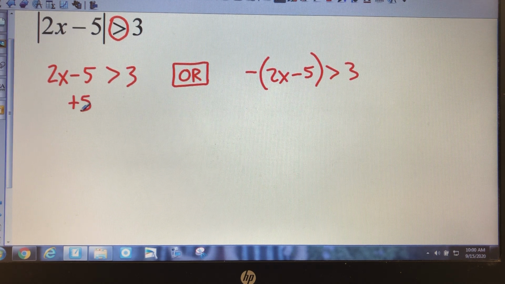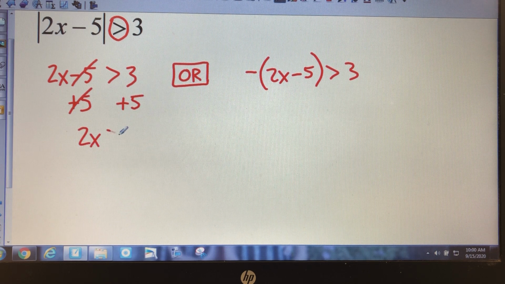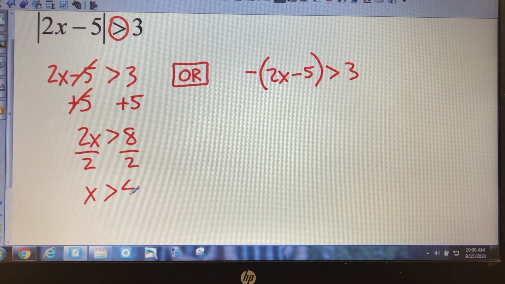So add your 5 to both sides. Always important to show your work. And now we're going to divide by 2. So part of our answer is x is greater than 4. All right, let's get our second part.